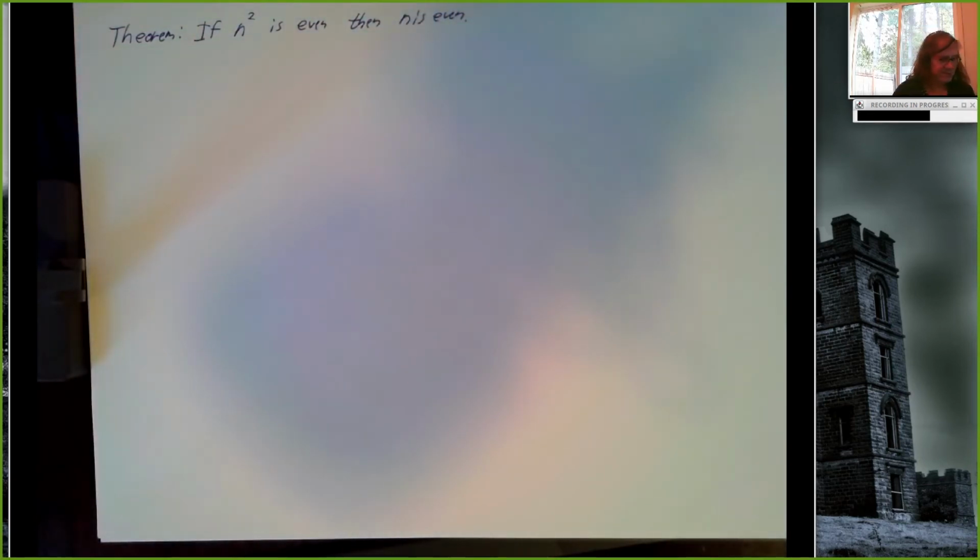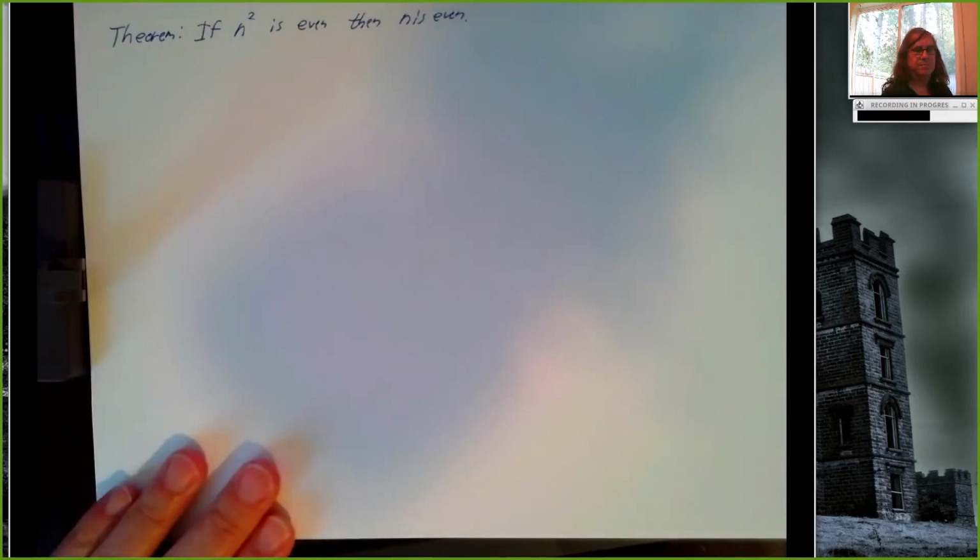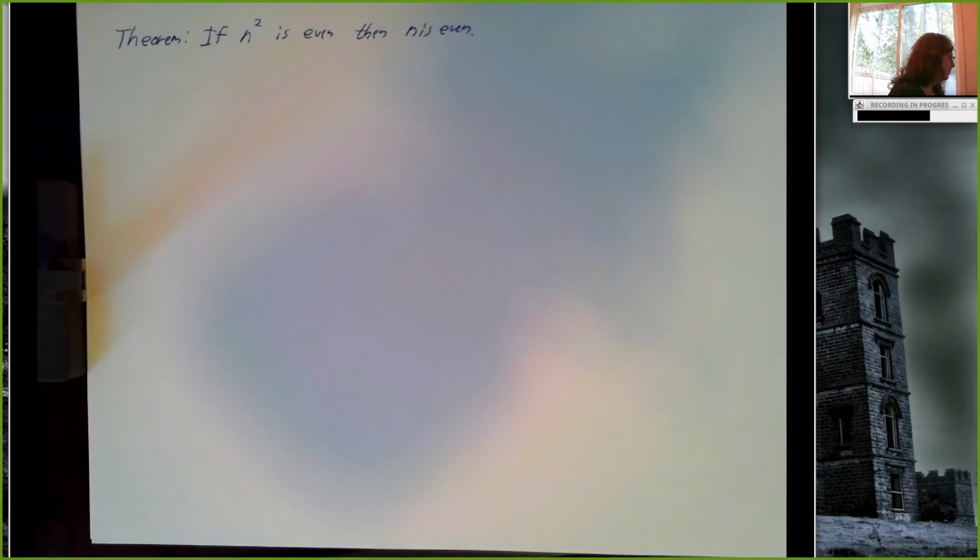If n squared is even, then n is even. So let's be clear on what it is we're trying to prove here. If the square of a number is even, we claim the number itself that you squared must also be even.